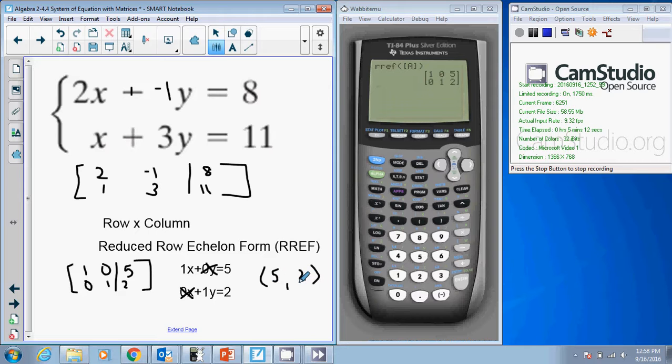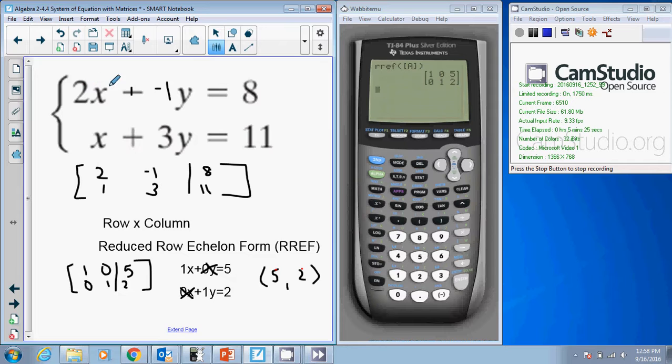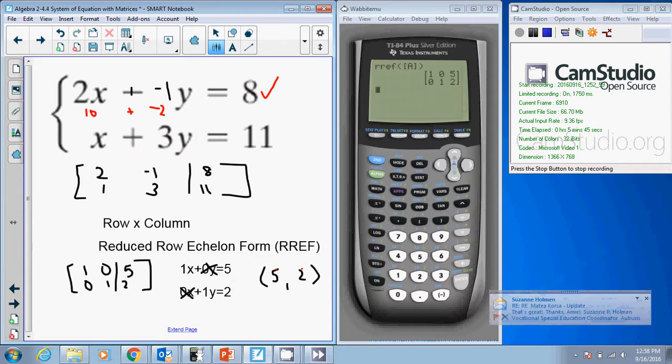I always like to double check that my solution is correct, so I'm going to plug them back into the equations. So wherever I see an x, I'm going to plug in 5. Wherever I see a y, I'm going to plug in 2. 2 times 5 is 10. And then negative 1 times 2 is negative 2. And then 10 plus negative 2 is 8, which is listed. So that ordered pair is good for the first equation, but we always want it okay for both equations.